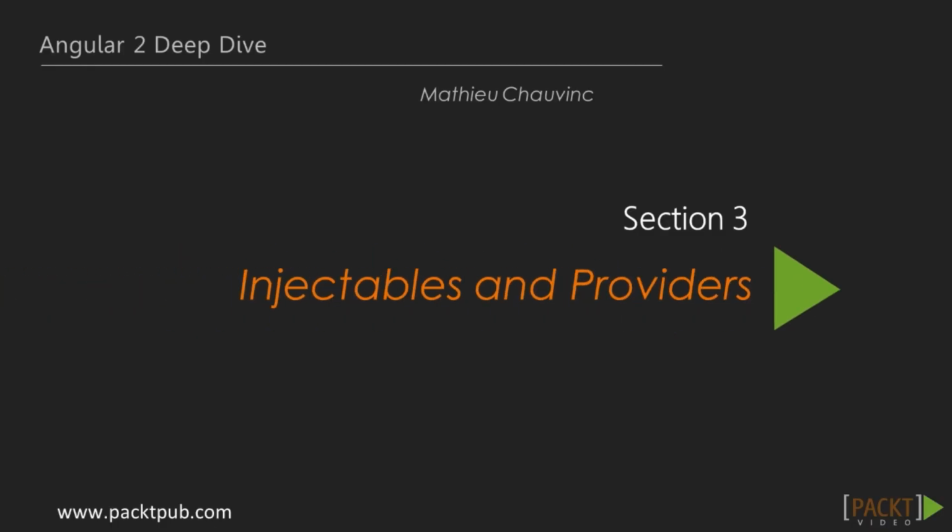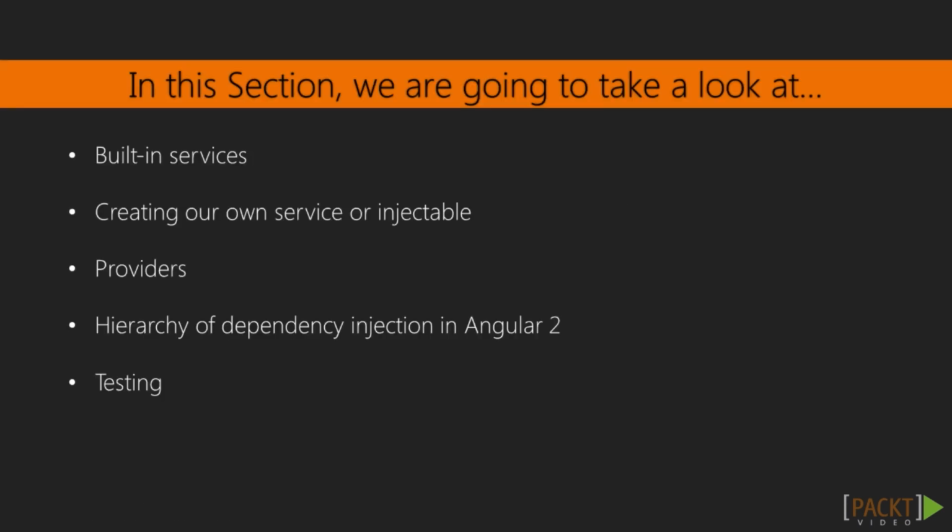Hello and welcome to the third section of the course. We previously looked at components. In this section, we will focus on business logic using injectables and providers. We will start by using built-in services to make calls to the iTunes API. Then we'll create our own service using the injectable decorator. We will then introduce providers and look at how Angular builds a tree of providers that follows the component hierarchy. Finally, we'll code and run tests on our services.